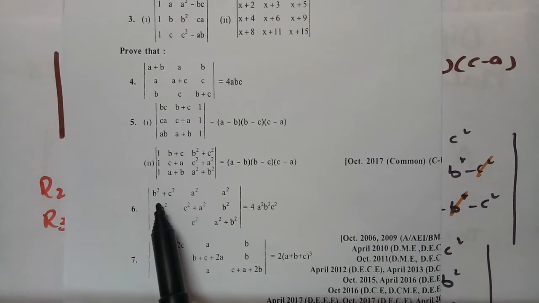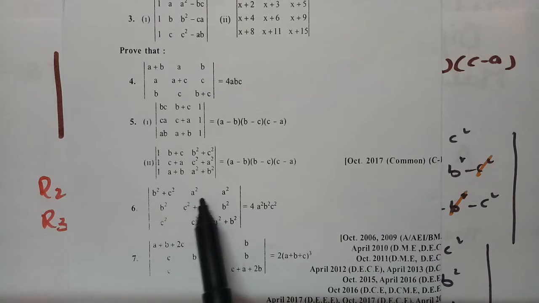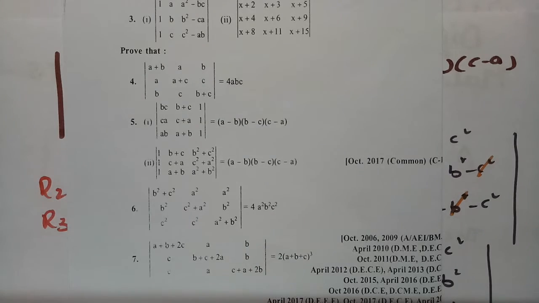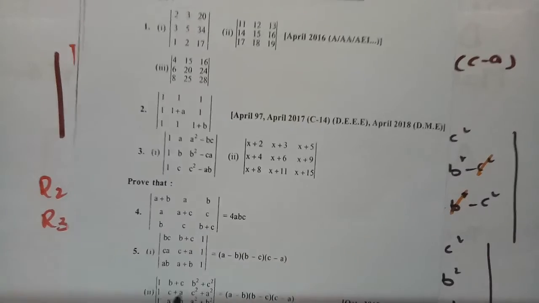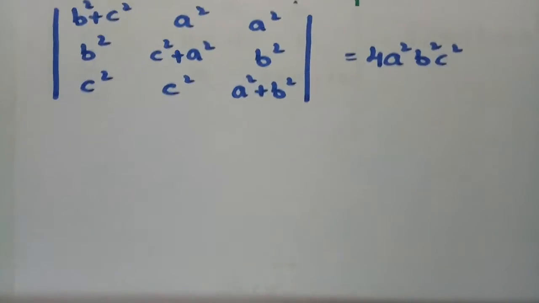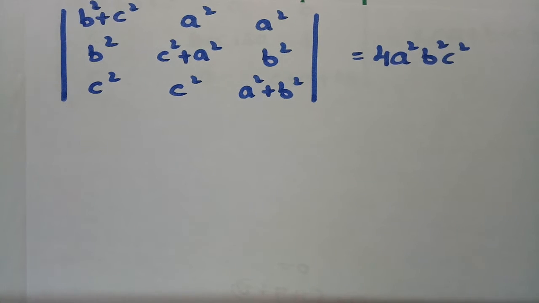And coming to the sixth question, we have to find out the determinant of b square plus c square, a square b square, b square c square plus a square b square, c square and again c square, and a square plus b square, whose value is 4 times of a square b square c square. So for finding that determinant, see what we have to do. So we have to prove that this value is 4a square, b square and c square.